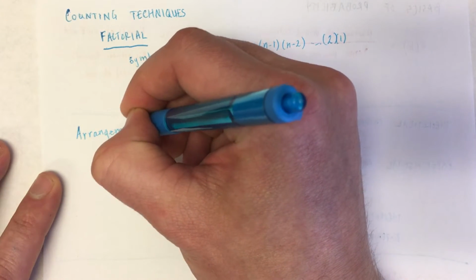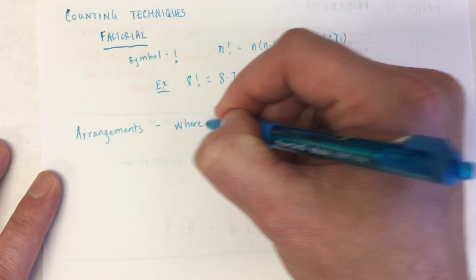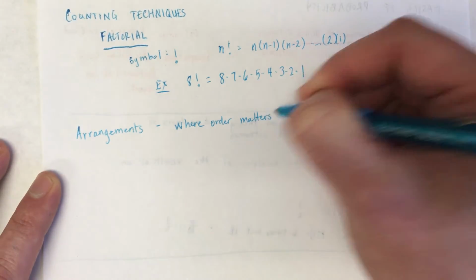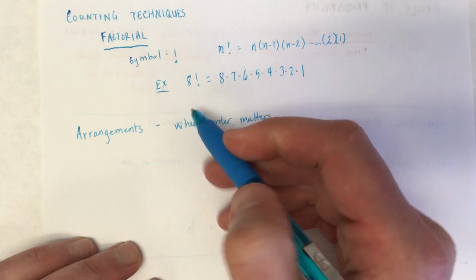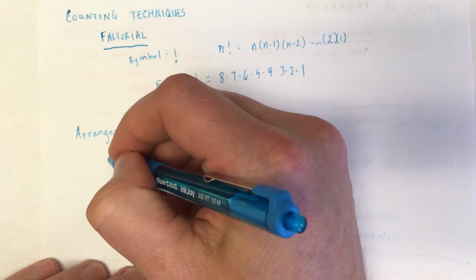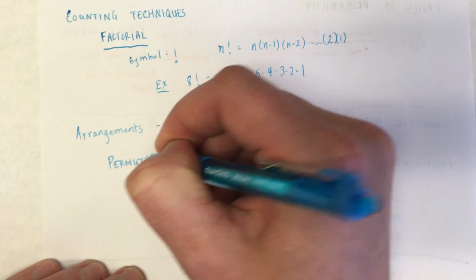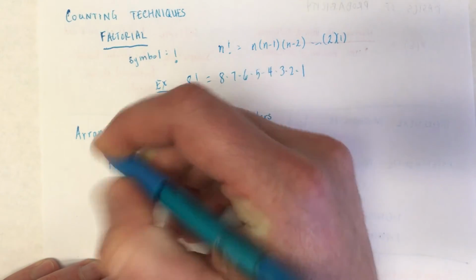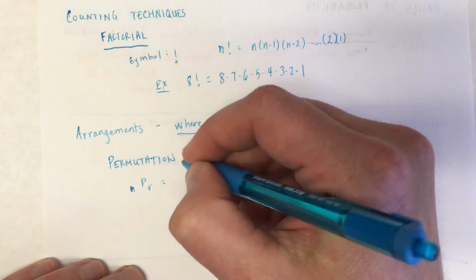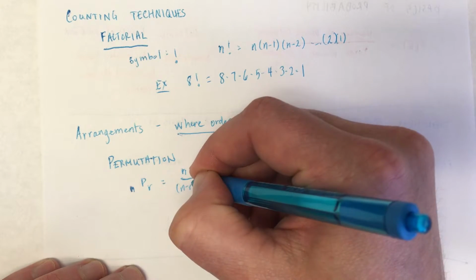So arrangements. Basically where order matters. So that's a really key part. If you're reading through a problem and you realize order matters, you're in what we call a permutation. So symbolically, they shorthand it nPr, and here's the formula: n factorial over n minus r factorial.